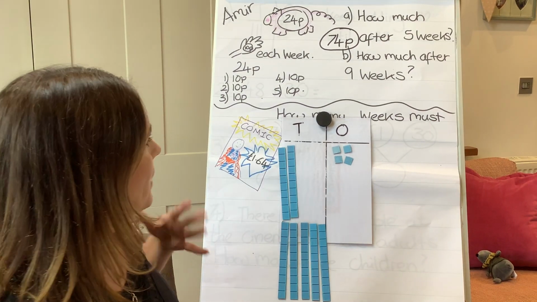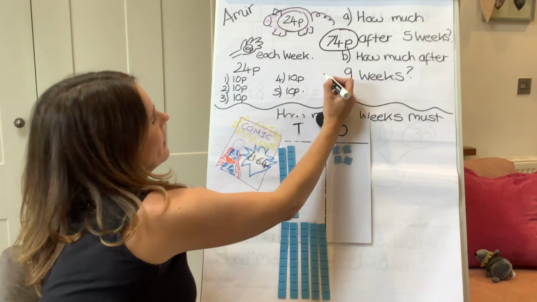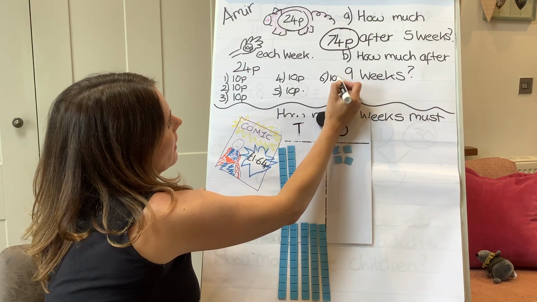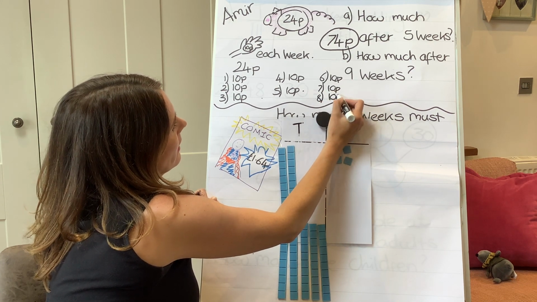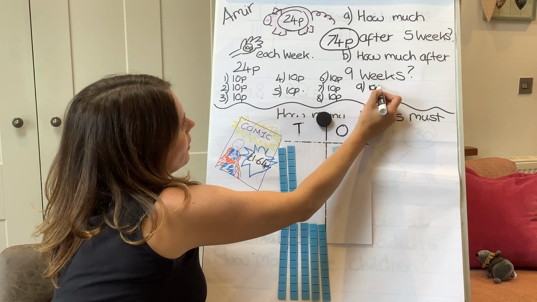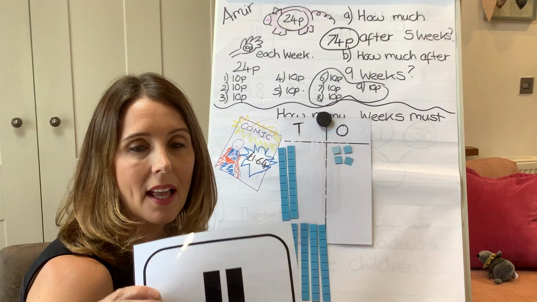Now, how much will he have after 9 weeks? Well, we've done 5 weeks. Now we need to go up to 6, 7, 8, and 9. So we've got to add on another 4 tens. So pause it, have a go at that.